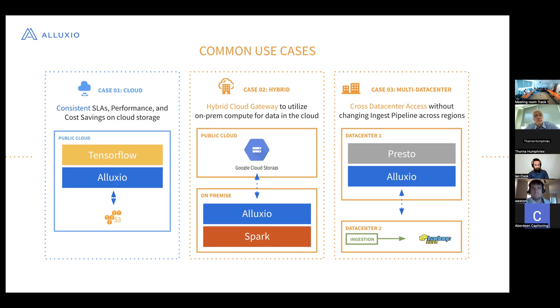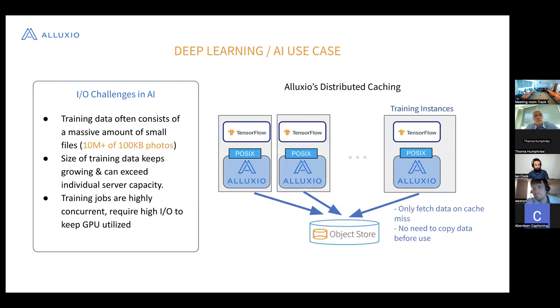And then I want to share with you another very interesting emerging use case for AI or deep learning. We are talking about tackling IO challenges here. We have observed from the community that AI or deep learning workloads have some specific IO challenges.